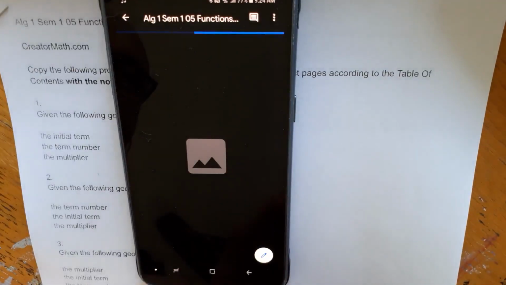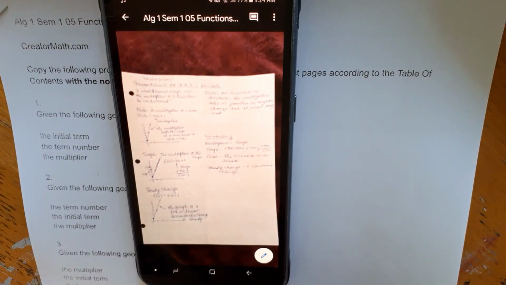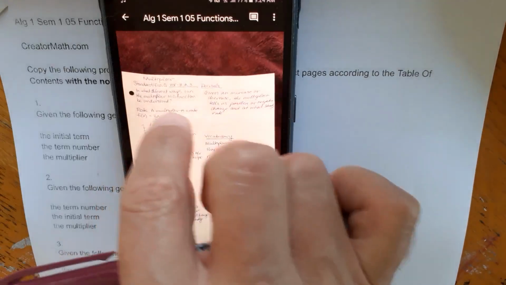All right, so, and this one is not opening. Yeah, it did. It took a second there, but it opened.